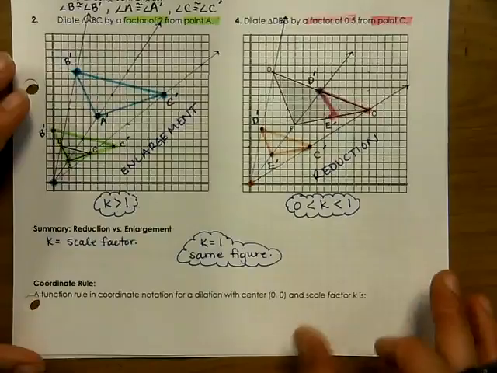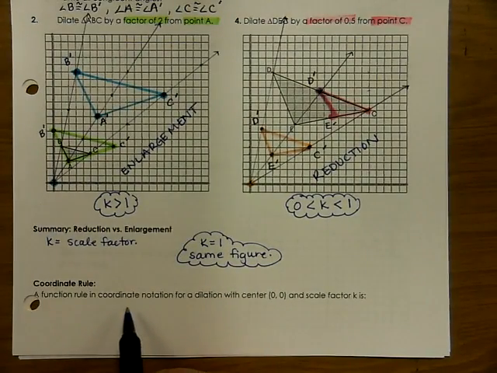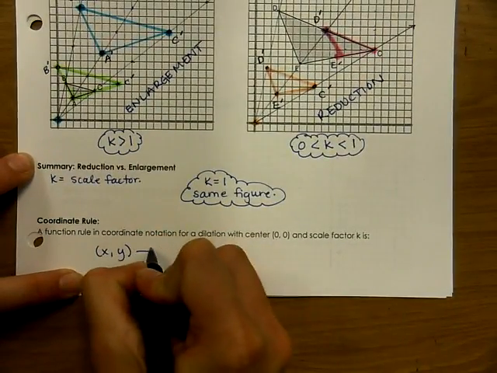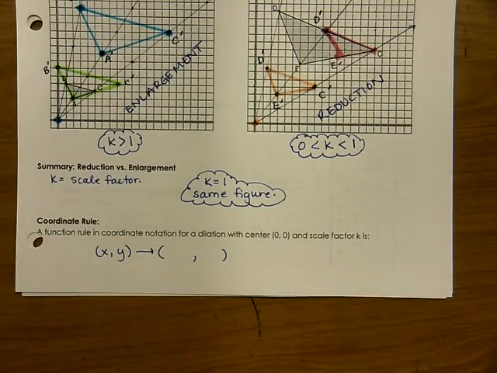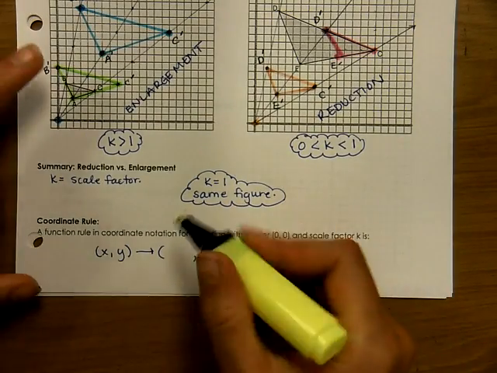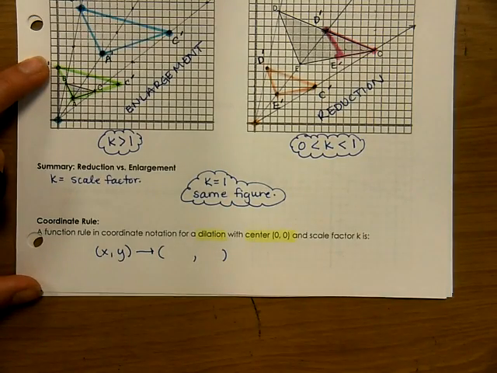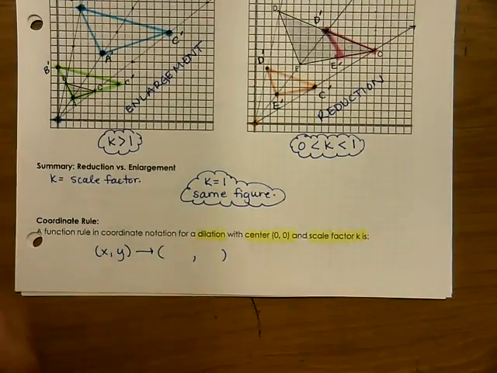So the last thing we're going to do today is come up with a coordinate rule. So it says a function rule in coordinate notation, meaning your x, y goes to something for a dilation. So I want to specify this is a dilation. Specifically, the center is 0, 0. So we have to specify the center of dilation. That's 0, 0 by a scale factor of k.